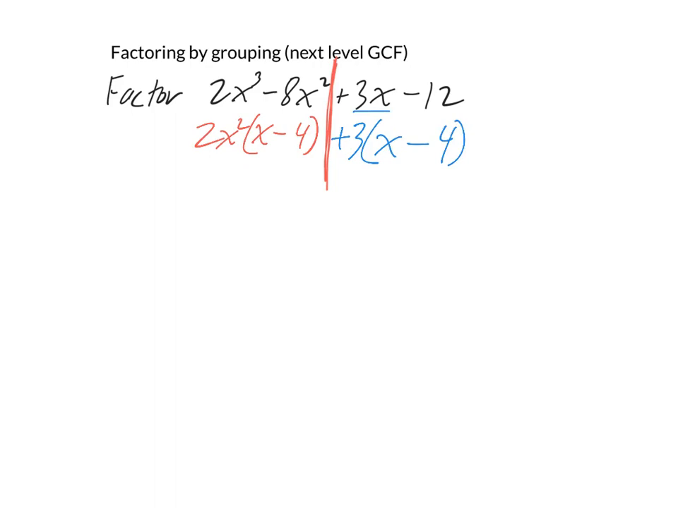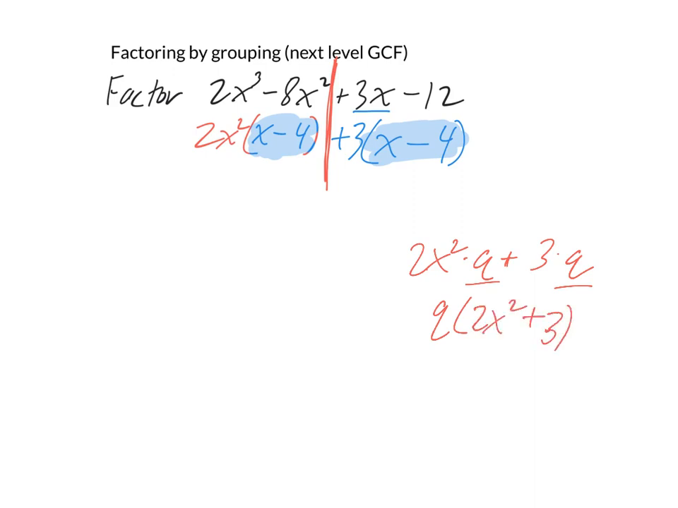Now what I notice, and this is where it gets pretty cool, is that each of those terms has an x minus 4 as a factor. And so what we have here is 2x squared times x minus 4 plus 3 times x minus 4. Now if this was 2x squared times q plus 3 times q, we could factor out a q, because they have a q in common, and rewrite that as q times 2x squared plus 3.